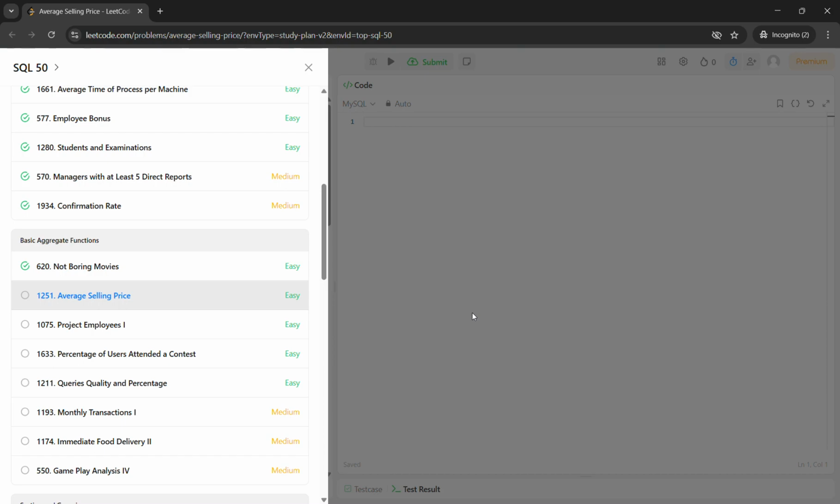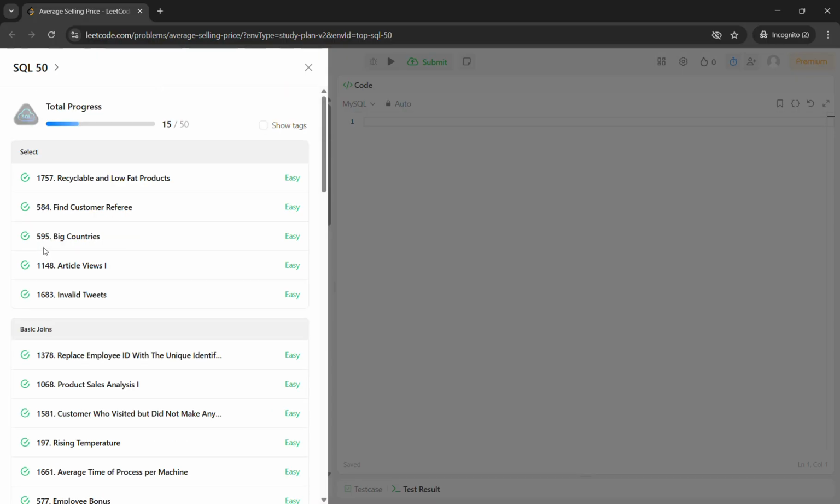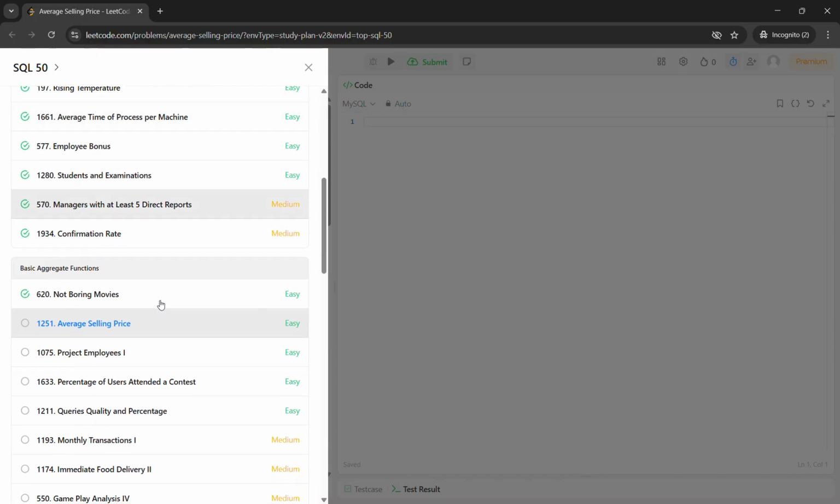Hello everyone, we are doing a study plan on LeetCode named SQL 50. We are on the basic aggregate function and it's day 16, query 16. So let's get started with our query.